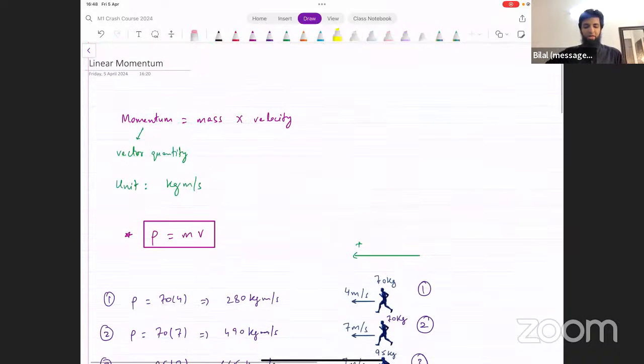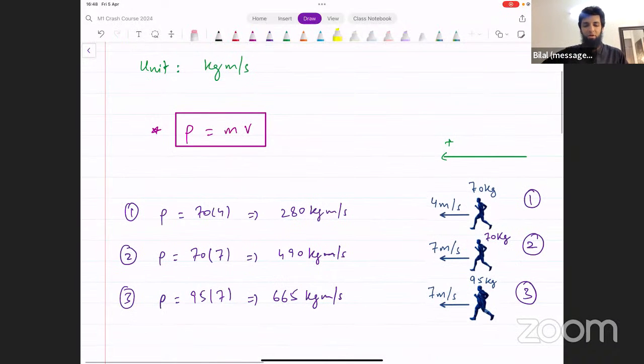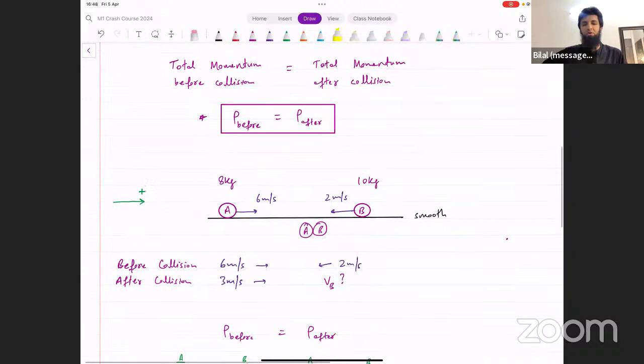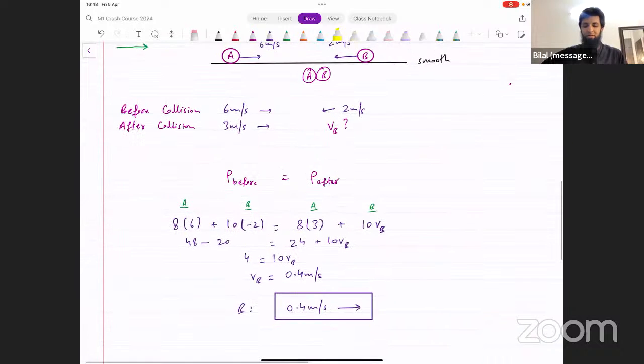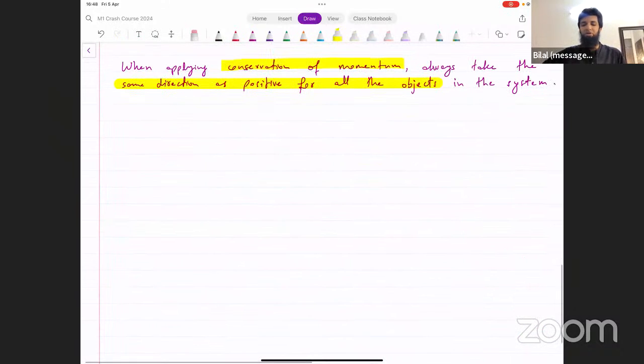So we talked about the momentum formula. Momentum equals mass into velocity. We talked about conservation of momentum: total momentum before collision equals total momentum after collision. And we looked at an example of this, and how we should take the same direction as positive for all the objects in the system. And that completes the topic. In terms of concepts, this is all that you need to know about.